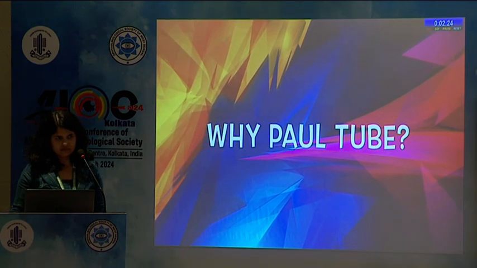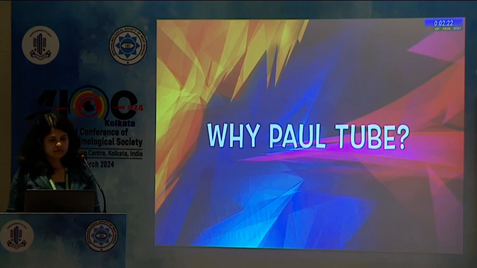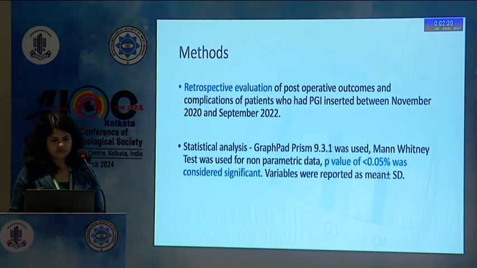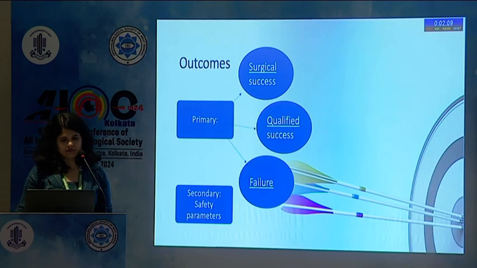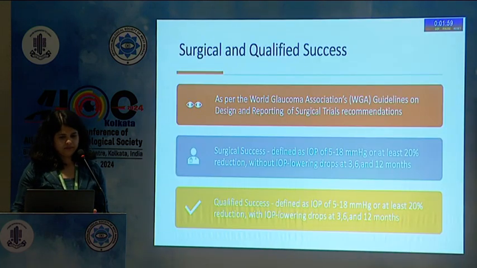The next question is, why are we using the Paul's tube in refractory glaucomas in our unit? We did a retrospective analysis of postoperative outcomes and complications of patients who had the Paul's glaucoma implant inserted. Our outcomes can be classified into primary and secondary, where primary includes surgical success, qualified success, and failure, and secondary outcomes include safety parameters.